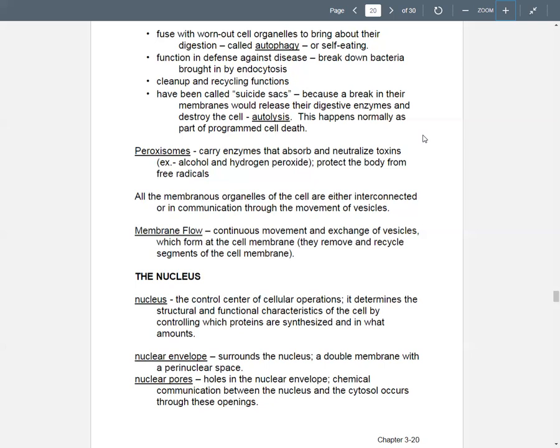So membrane flow, another concept. It just means that there's continuous exchange and movement of these vesicles. All right, and they form the cell membrane, and they can remove and recycle segments of the cell membrane. So before we go on to the nucleus, I want to make sure you understand vesicles, because they have a membrane around them.